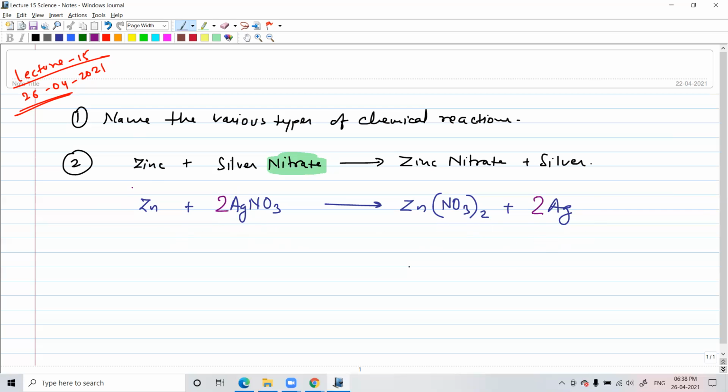So now everything is happy. Zinc 1 atom here also. Nitrate 2 atoms. Here also 2 atoms of nitrate. Nitrate is not a single atom actually. It's a radical. Anyway, then 2 atoms of silver. Okay, good. Everyone is comfortable with this kind of a thing?